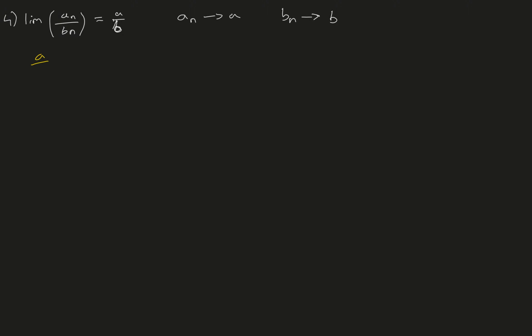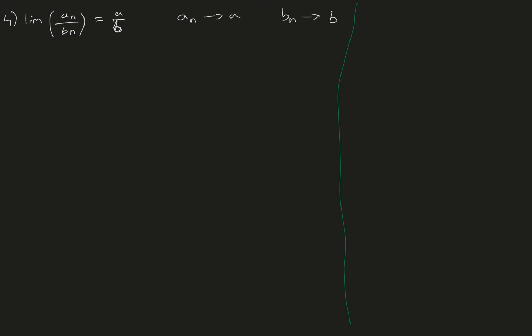So an over bn can be written as an dot 1 over bn, and now we can use the previous theorem to prove this theorem. All we need to show is that the limit of 1 over bn is equal to 1 over b, and we can use theorem 3 to show that the limit of an times 1 over bn is equal to a dot 1 over b. So let's see if we can prove that the limit of 1 over bn is equal to 1 over b. That is, the sequence 1 over bn converges to 1 over b.